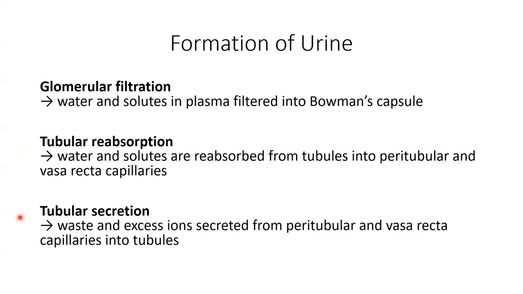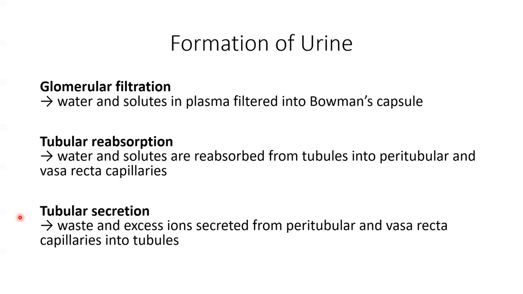Tubular secretion then also occurs as our filtered fluid goes through the renal tubules and our collecting ducts, and the cells in these regions secrete materials such as waste products, drugs, and excess ions into the filtered fluid, thereby removing it from the blood.